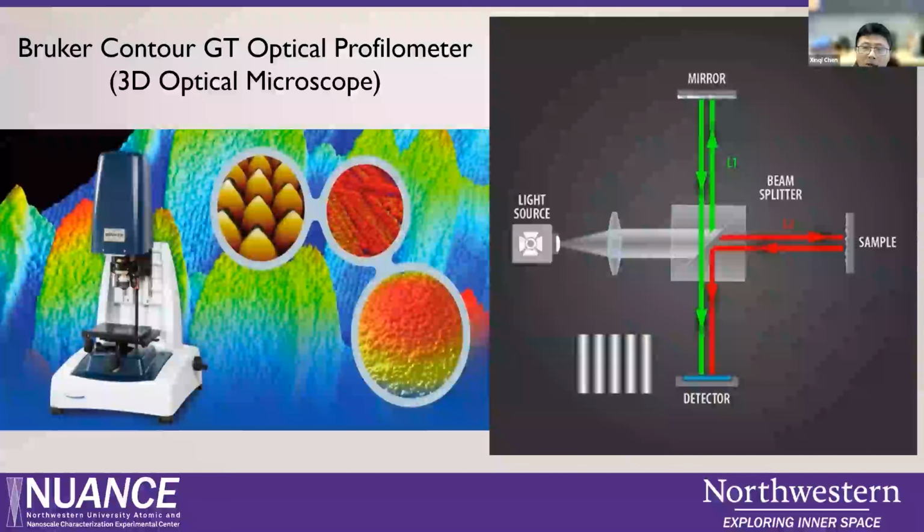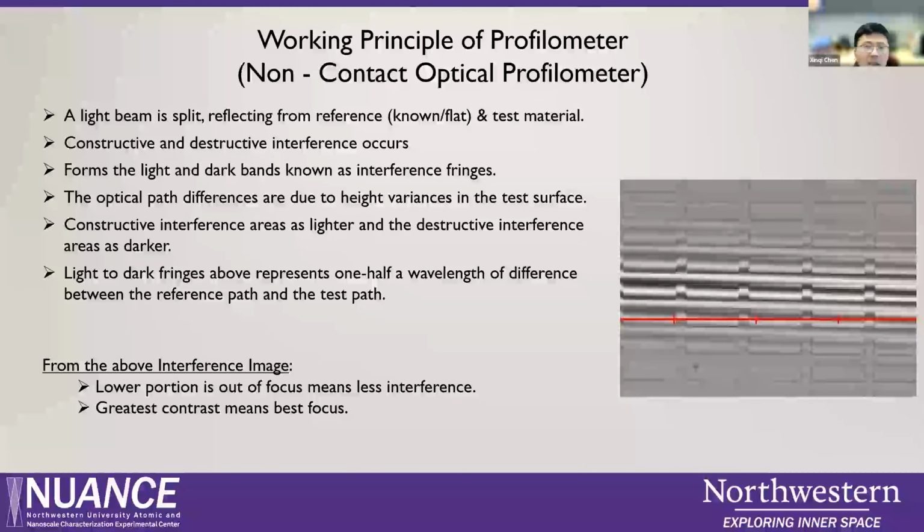The sample has roughness on the surface, and then the 2 beams go to the detector. These 2 beams form interference and form a fringe pattern. Based on this pattern, we can get the height information, that is, the roughness and step height information. Next slide.